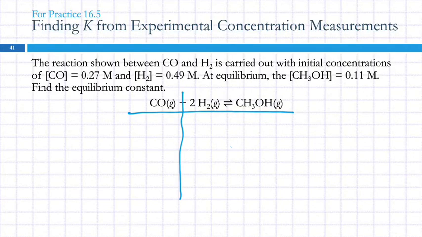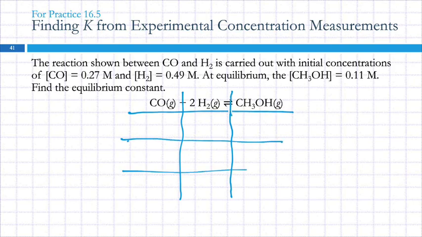To start again. Okay. Here we go. And we need 3 rows. And this is going to be I, the initial. This is C, the change. And this is equilibrium.